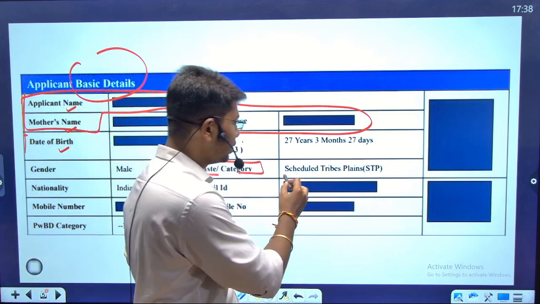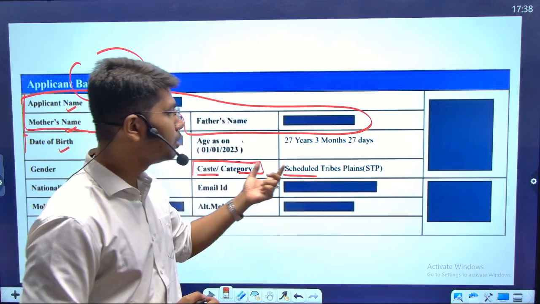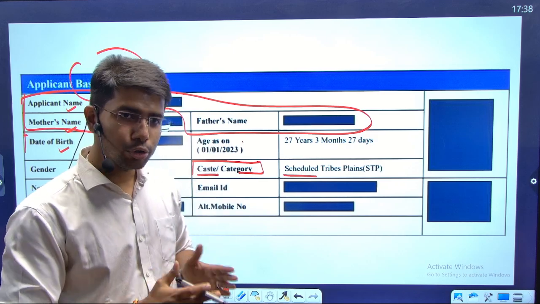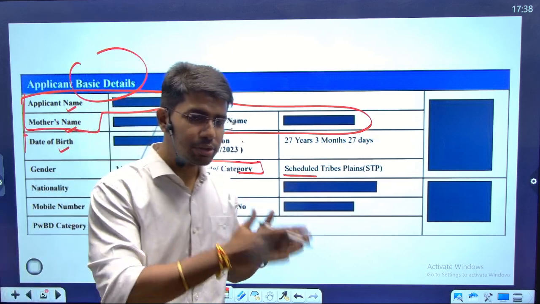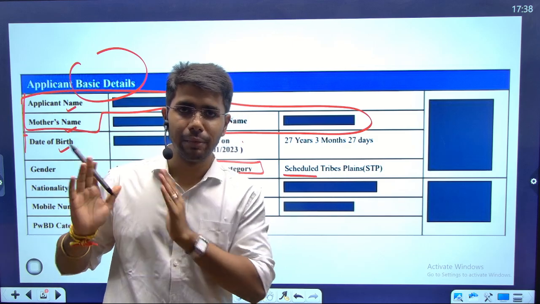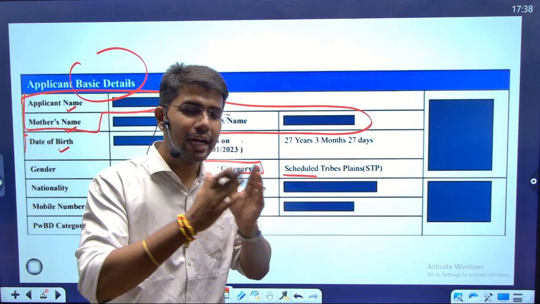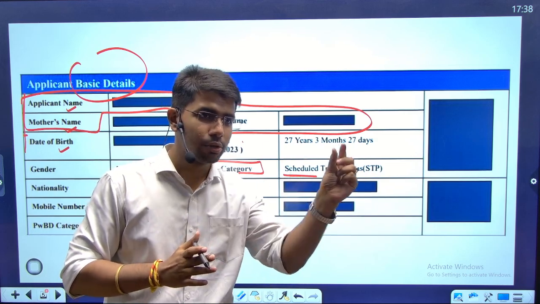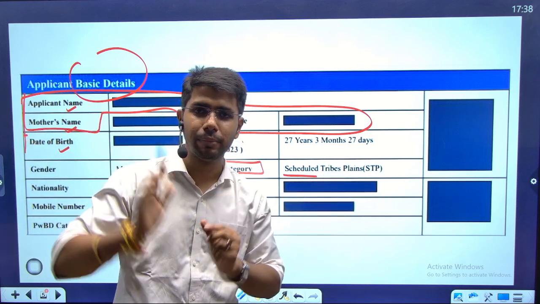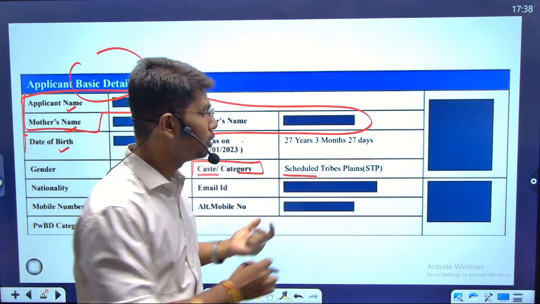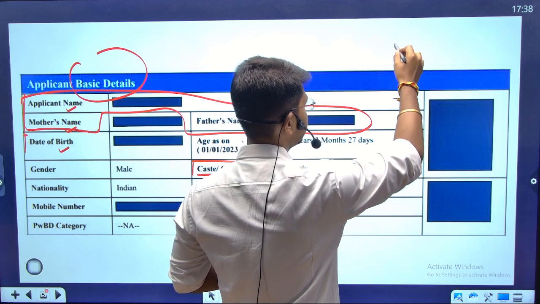For example, this candidate belongs to scheduled tribe plains. So you should know what scheduled tribe plains are, what scheduled tribe hills are, and what the differentiation between the two is. What is the criteria of categorizing someone as scheduled tribe plains and scheduled tribe hills? And you should also know the recent judgment on the Davinder Singh case.